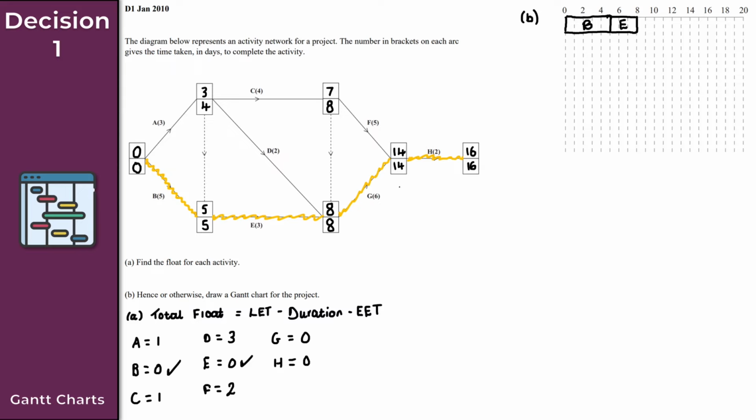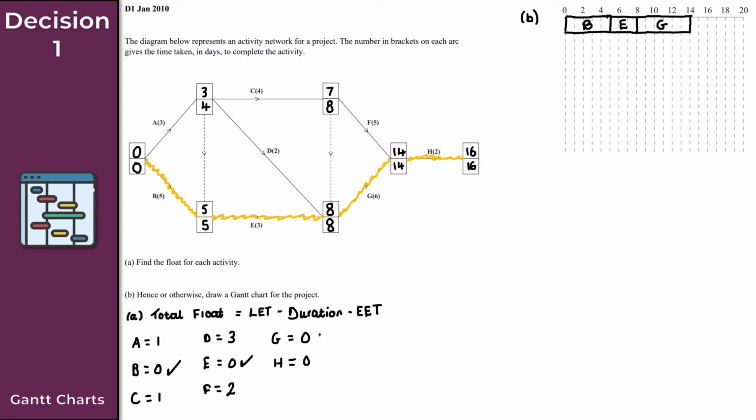Next up then is activity G here. So activity G starts from 8 here, and it has a duration of 6. So it'll start at 8 and end at 14. So again, if I draw that on my diagram here, we'll get something like this. So this here then is activity G, like so.